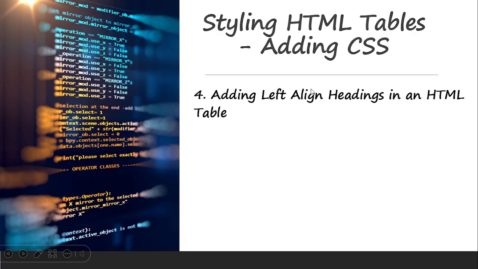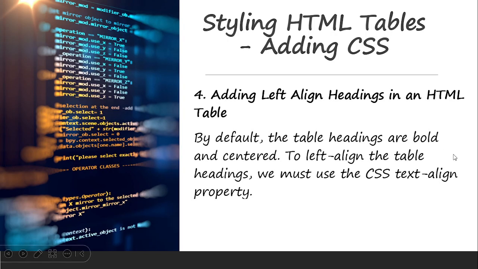The other styling is adding left-aligned headings in an HTML table. This is adding left alignment for the headings in your HTML table. By default, the table headings are just bold and centered. Now to left-align the table headings, we must use the CSS text-align property, and the syntax looks like this. Given the table head, then the text-align, then you put left. You might also align right or center. That's specifying an exception from the default, where the table headings are bold and centered. So that's how it is.